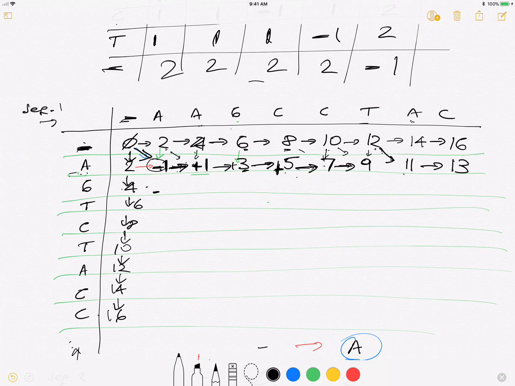Now I need to calculate the value here. In order to reach here, I can go from here or from here or from here. And in fact, the most cost effective would be this way. The total weight would be 1, because from -1, I need to add 2 for insertion of a space to get +1. And then similarly, this would give 3. Now this would be 5. Now this would be 7.